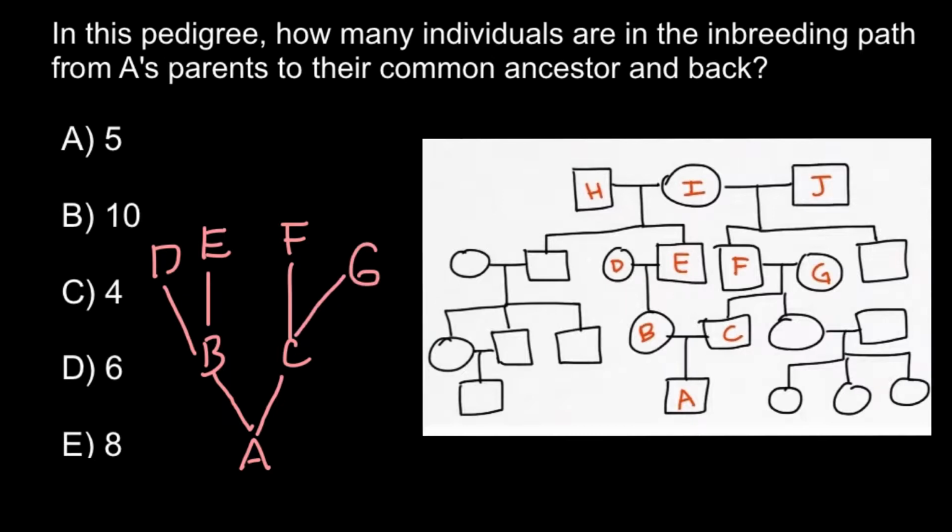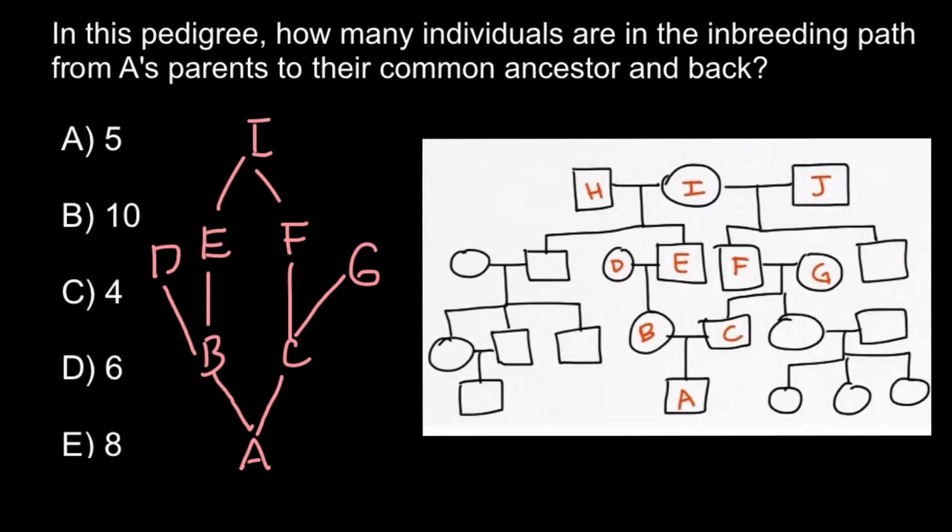E and F are both related to each other through their mother, individual I, the mother of E and F here on the top. So this is going to be our loop here, and it is obvious that individual A is inbred.